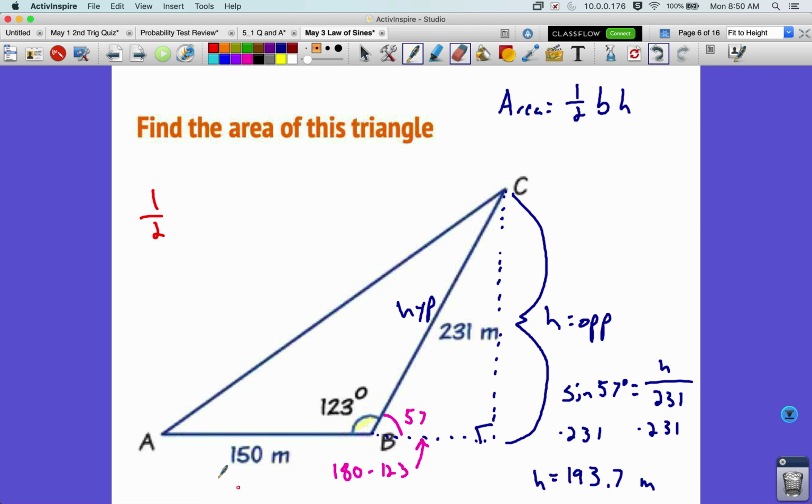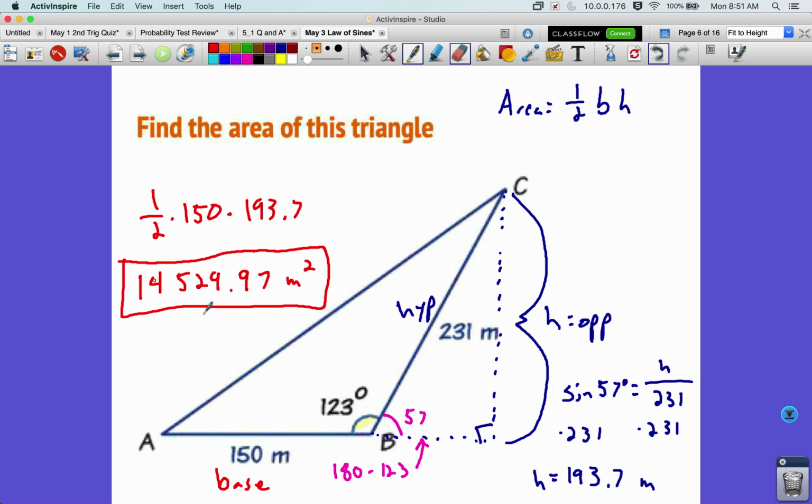Now I can use my formula, 1/2. This 150 is the base. So times 150 times the height of 193.7. I've got this still on my calculator, so I multiply by 150, I divide by 2, and I get 1,014,529.97 square meters. It's a very big triangle. Okay, so we converted it into a right triangle to be able to find this.